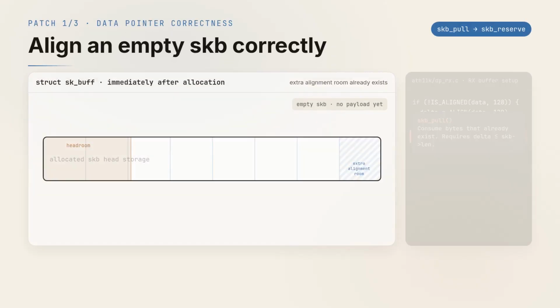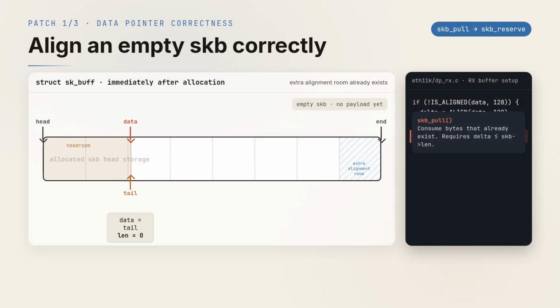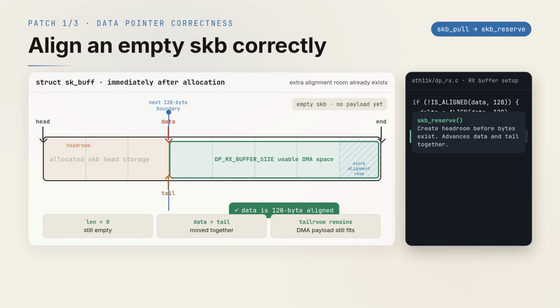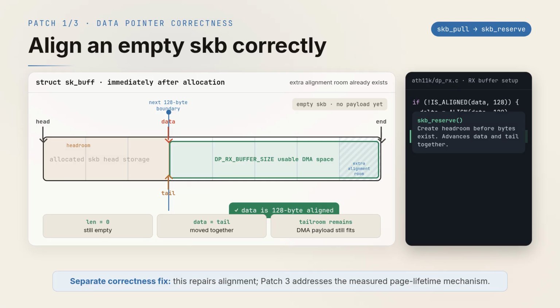Patch 1 fixes a separate alignment error. The driver allocates extra room for 128-byte alignment, then calls skb_pull to advance data. But the buffer is empty. Its length is 0, so pulling a positive distance is rejected. skb_reserve is the correct operation before payload exists. It advances data and tail together while preserving usable DMA space.